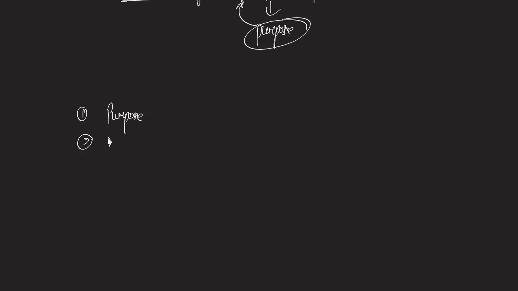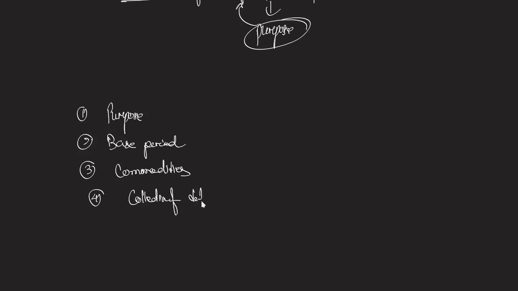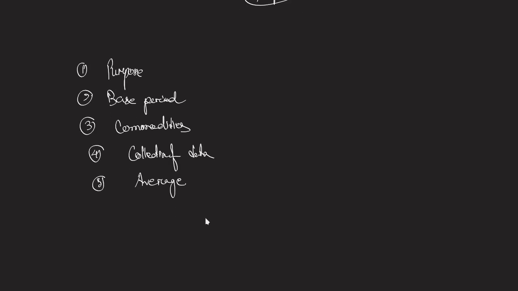Number 2 is base period. Number 3 is commodities, which commodities we have to select. Number 4 is collection of data, right? Number 5 is average, which average will be appropriate for that particular situation. Number 6 is weights, and number 7 is formula.